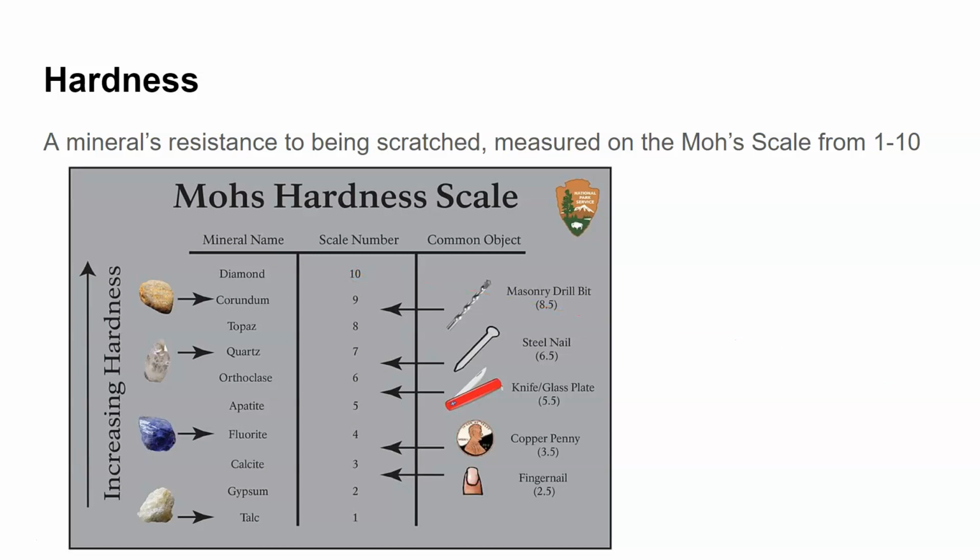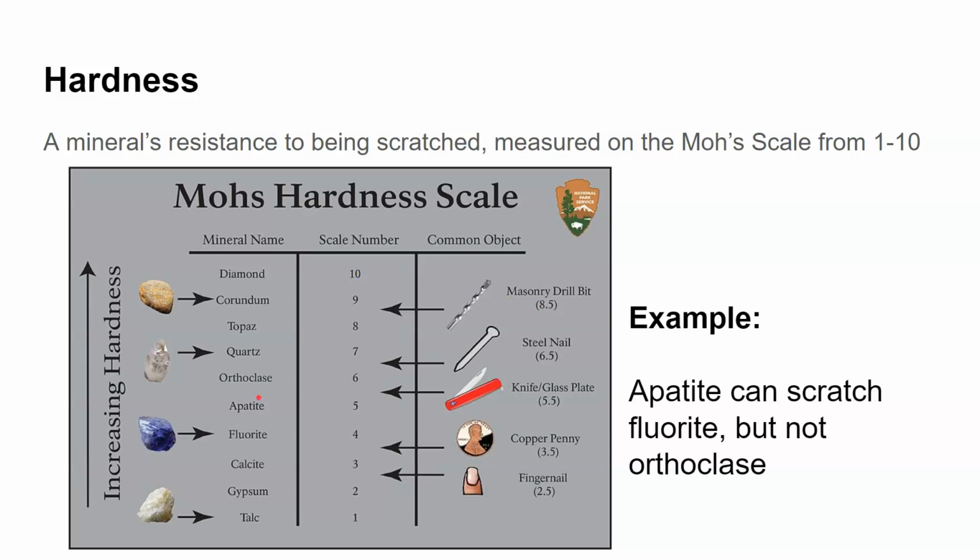So how does this work? Let's take a look at an example here. We have the mineral apatite right here in the middle. Apatite has a hardness of 5 according to the Mohs scale. Because it has a hardness of 5, it can scratch anything beneath it. So it can scratch fluorite, calcite, gypsum, talc, because all their hardnesses are less than 5. But it cannot scratch orthoclase because orthoclase has a higher hardness. A hardness of 6 cannot be scratched by a mineral of a hardness of 5.